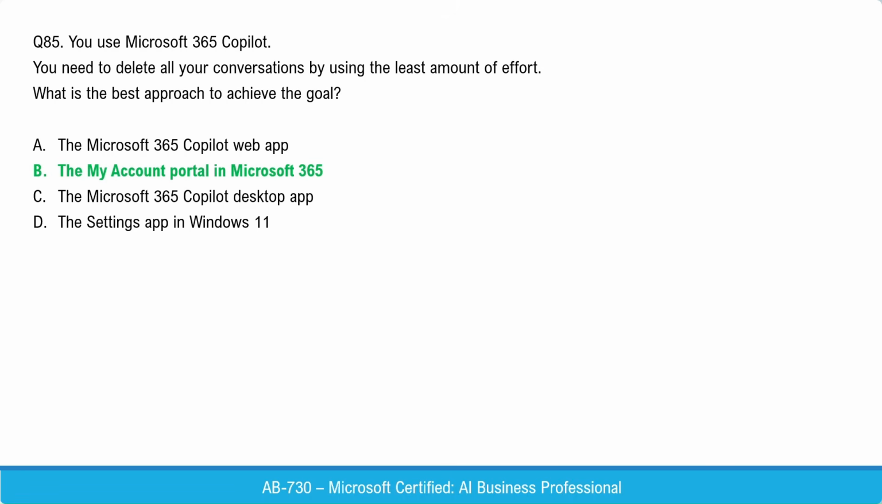Let's understand why. In this question, you need to delete all your Copilot conversations, and the key phrase is with the least amount of effort. Now, think about the difference between deleting one conversation versus deleting everything. If you use the Copilot web app or desktop app, you would typically have to delete conversations one by one. That clearly takes more effort. But the My Account portal is designed for managing your personal data and privacy settings. It allows you to perform bulk actions, including deleting all your activity or conversation history in one go.